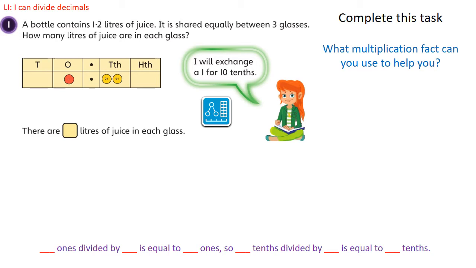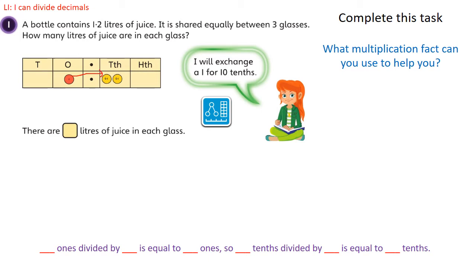Let's have a look at this one. A bottle contains 1.2 litres of juice. It is shared equally between 3 glasses. How many litres of juice are in each glass? So the first thing I'm going to have to do here is I need to do a bit of exchanging. I don't want ones and tenths. I only want tenths. So I'm going to have to exchange this one for how many tenths?